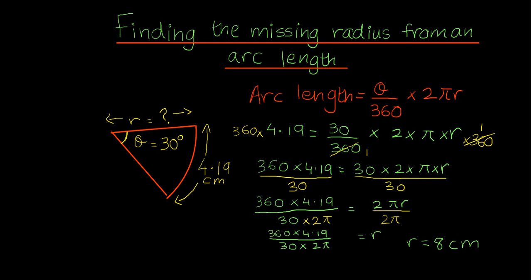That's how we find the missing radius when we have been given the arc length.